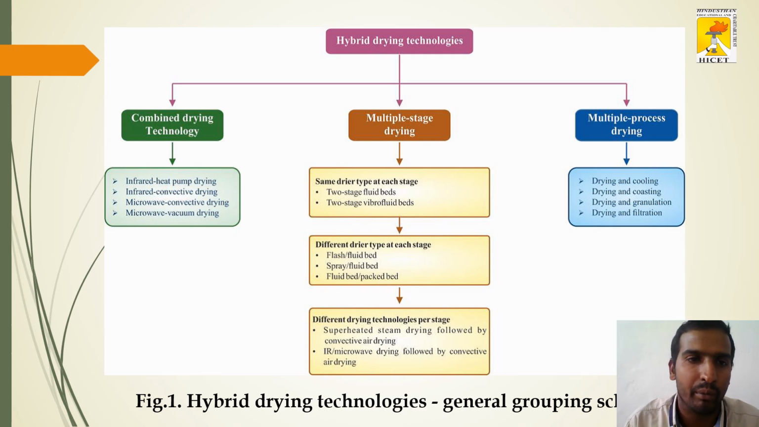Combined drying means, as I told, infrared combined with heat pump drying, or convective or vacuum. Multi-stage means 2-stage, 3-stage, and 4-stage kinds of multiple stage drying techniques. And multi-process means drying followed by filtration drying followed by cooling, etc.